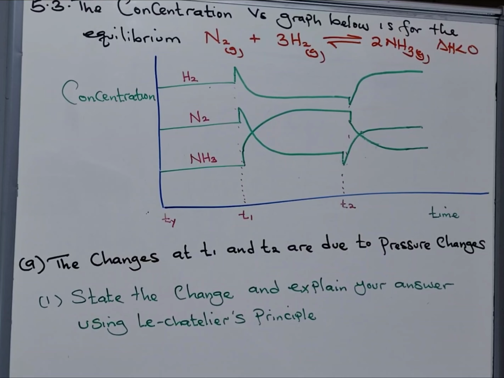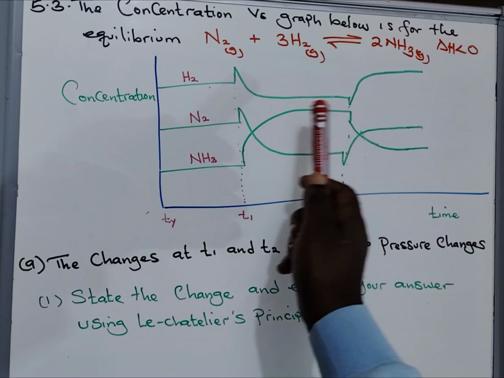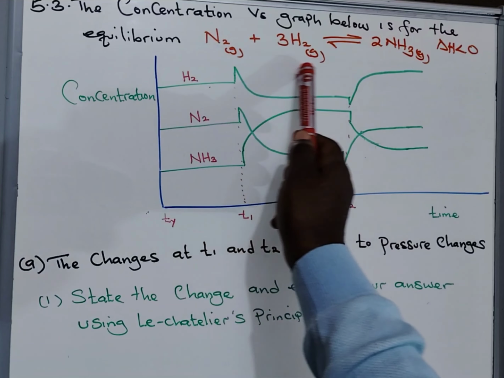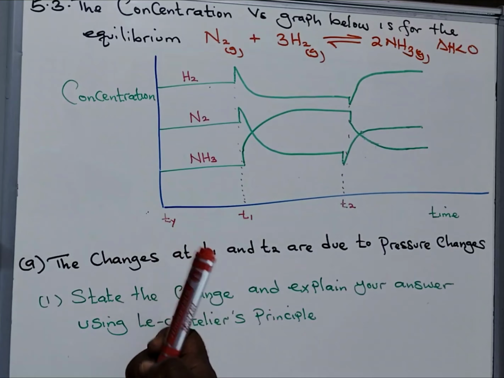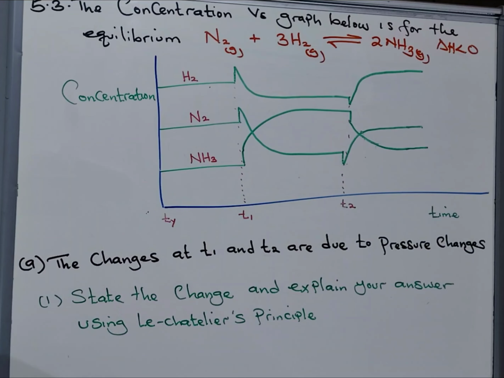Then comes this question. It says that the concentration versus time graph is for the equilibrium, and this is the equilibrium they are talking about. This is the graph. They say changes at T1 and T2 are due to pressure changes. State the change and explain your answer using Le Chatelier.